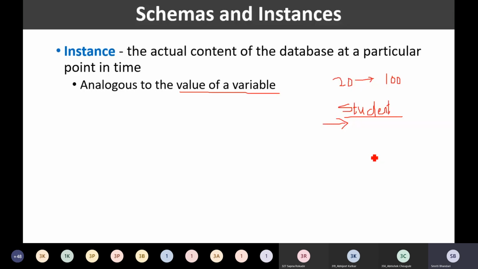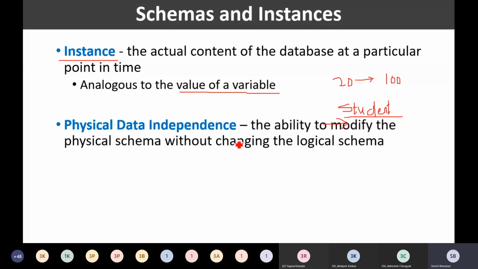If tomorrow I come once again and input a few more records of the students, then at that point in time I may have another instance of the same database, with some other values assigned into my database. Correct? That is what we mean by instance: the actual content of the database at a particular point in time. It is a snapshot taken at a particular point of time.